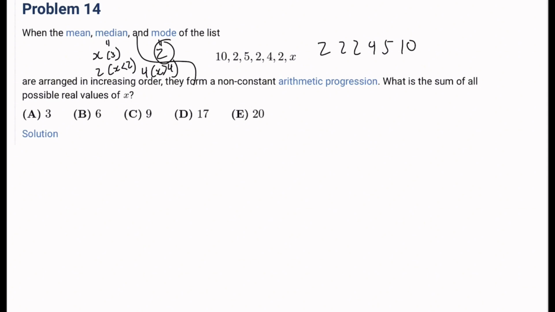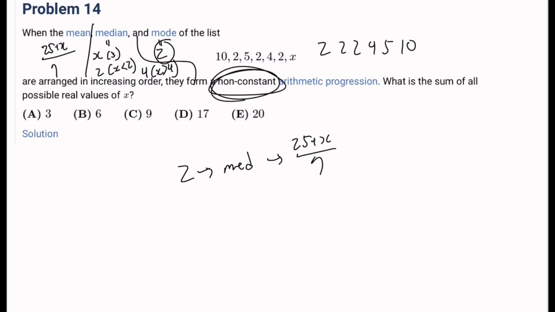And so the mode is 2, and the median is that, and the mean, if we add all these together, then what do we get? We get 25 plus x, so 25 plus x over 7, right? And so if they are arranged in increasing order, they form a non-constant arithmetic progression. And so if we have 2 and then the median and then the mean, 25 plus x over 7, they will form an arithmetic progression, right?